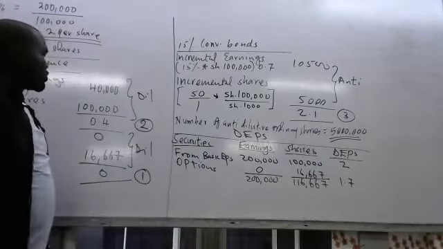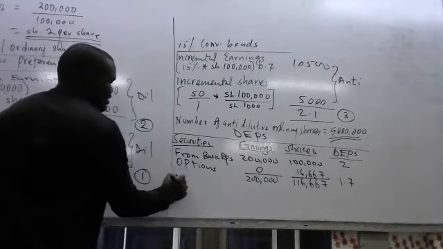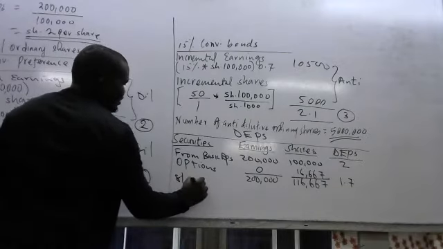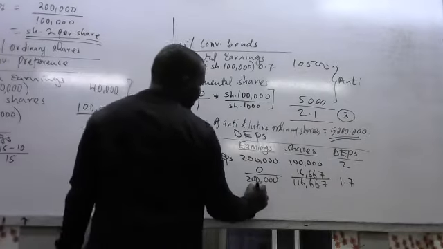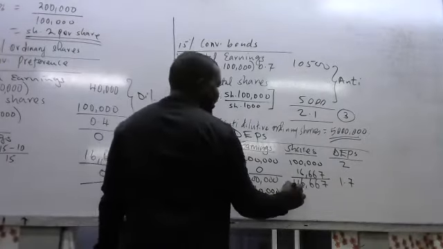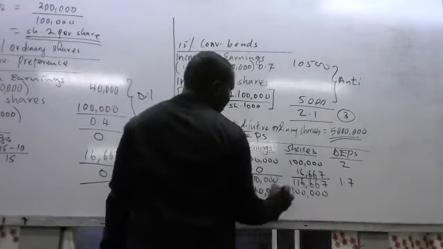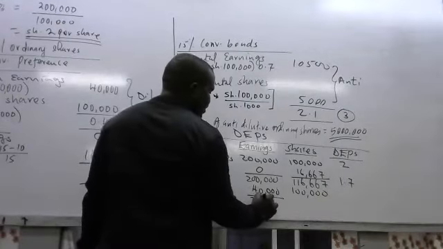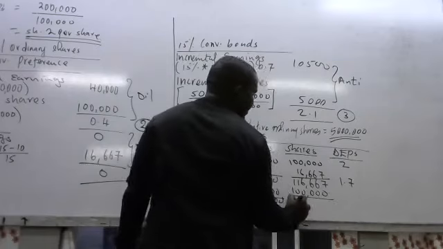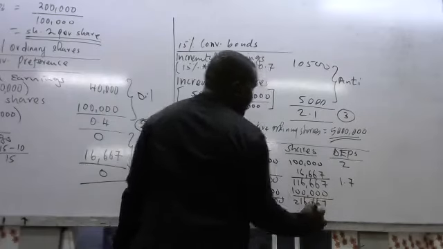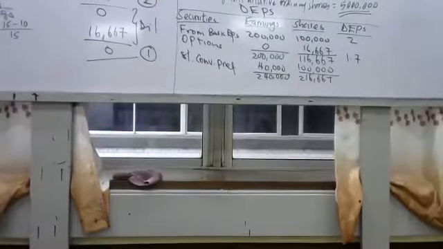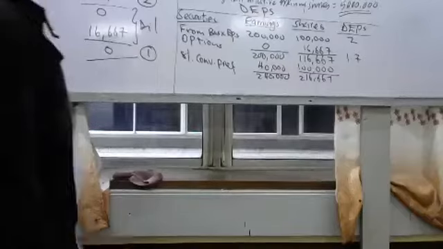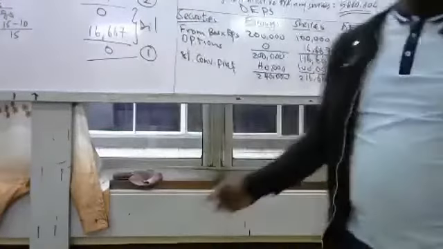Then bring position 2. Position 2 is 8% convertible preference. So this is 40. This is 100. So this is 240. This is 216. What is the new EPS? 1.1.